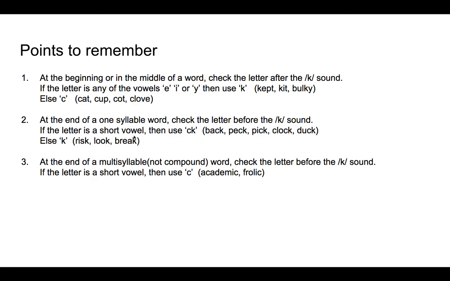At the end of a one syllable word, check the letter before the k sound. If the letter is a short vowel, then use CK for the k sound. Back, peck, pick, clock, duck. Else use the letter K. Risk, look, break. At the end of a multisyllable word, check the letter before the k sound. If the letter is a short vowel, then use the letter C. For example, academic, frolic.